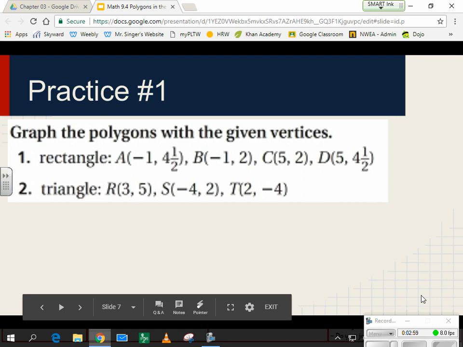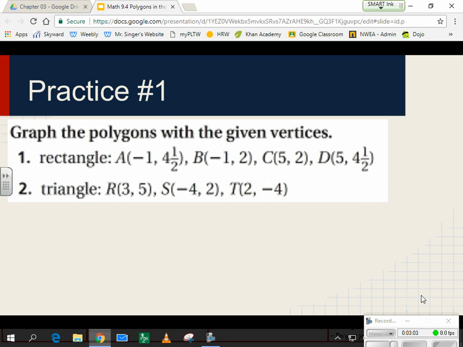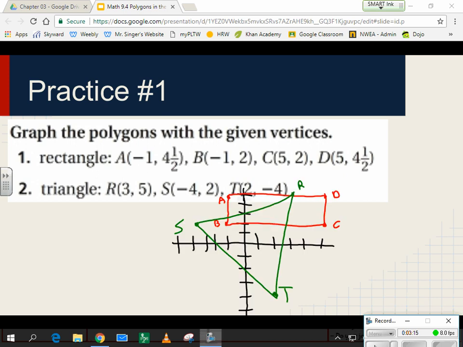All right, you have 2 of them I want you to do in your notes. These are the 2 shapes I want you to create. So there are your coordinates or ordered pairs. Go ahead and put it on the graph. And here are what my 2 look like based on the coordinate plane that I created. Long, skinny rectangle for number 1, and a wide triangle for number 2. Hopefully yours look pretty similar.